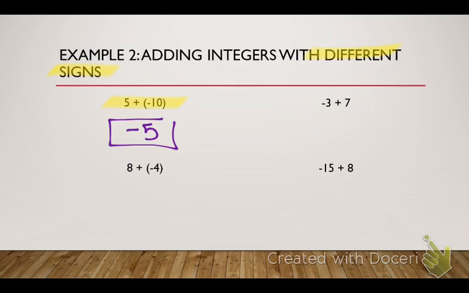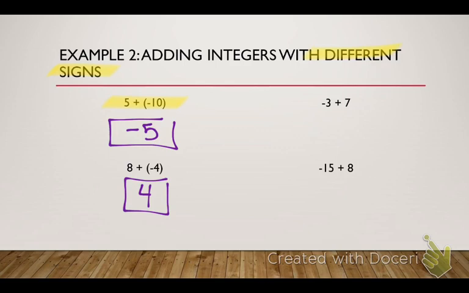Different sign. Miles, what do you think? 4. He says 4. Do you agree? 4 or -4? 4. Why positive? Because 8's bigger. All right. Do the right-hand column. Do those two problems. Compare your answers in your groups, and we'll go over them.